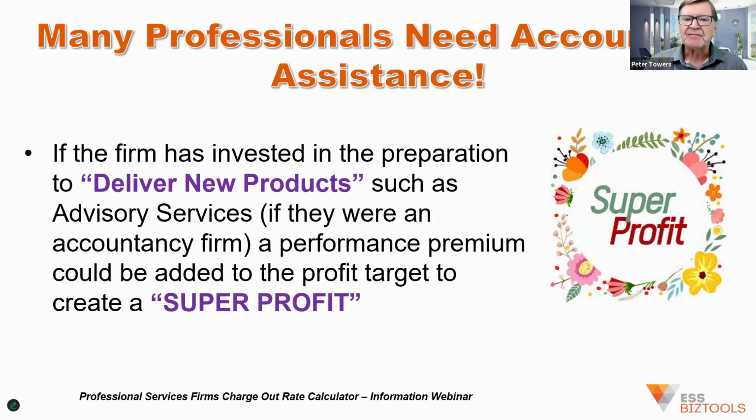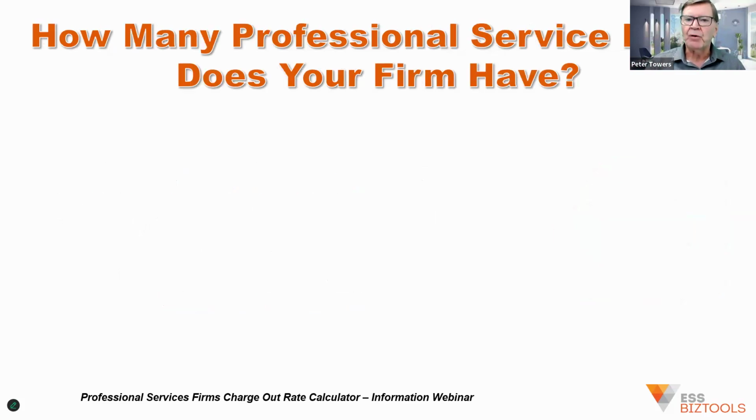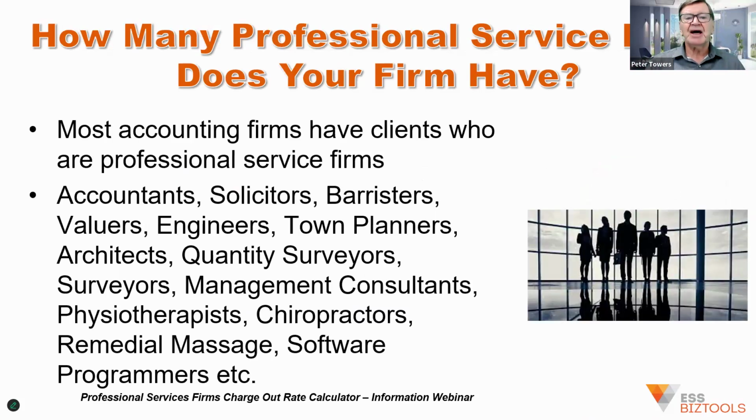And how do we do that from our charge out rates for all of the members in the team, including the partners? Most accountancy firms have clients who are professional service firms. And I've put some of their classifications on the screen: accountants, solicitors, barristers, valuers, engineers, town planners, architects, quantity surveyors, management consultants, physiotherapists, chiropractors, remedial massage, software programmers, etc. You must have some of them within your clientele.